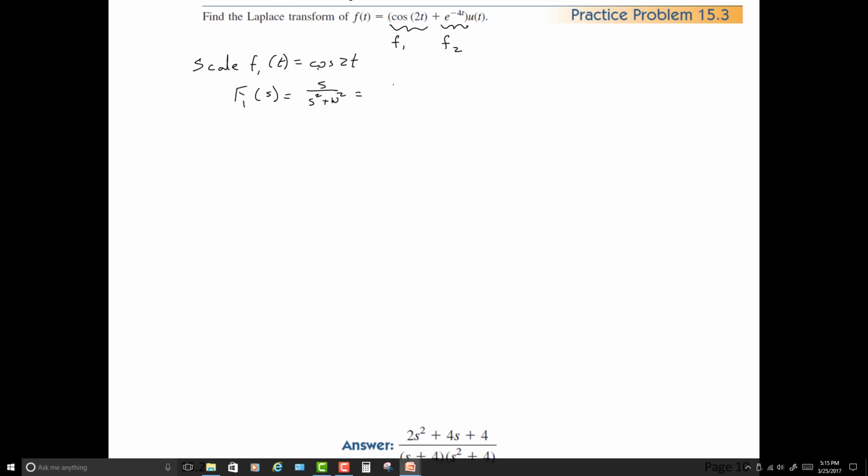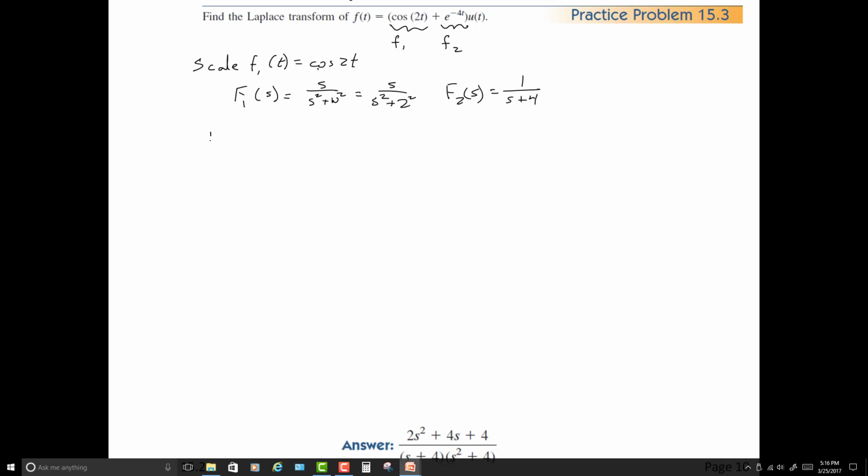And so this has already been set up for us: s over s squared plus 2 squared. It's nice we actually applied one of the properties earlier to get to this. I remember we showed that was the result. Then F2(s), which is our e to the minus 4t, of course we know is 1 over s plus 4.